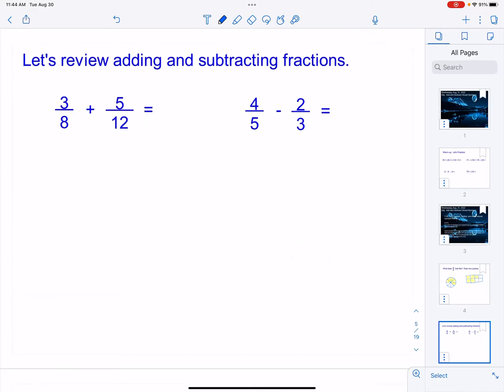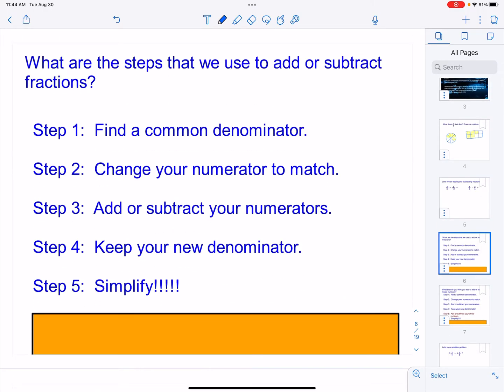add or subtract them. So let's see if we can actually review what you did back in 4th, 5th, and 6th grade when dealing with fractions. So here are two questions. One's addition, one's subtraction. And in both of them, we have to start off the same exact way. We have to start off by finding a common denominator. We have to make that bottom number look alike.